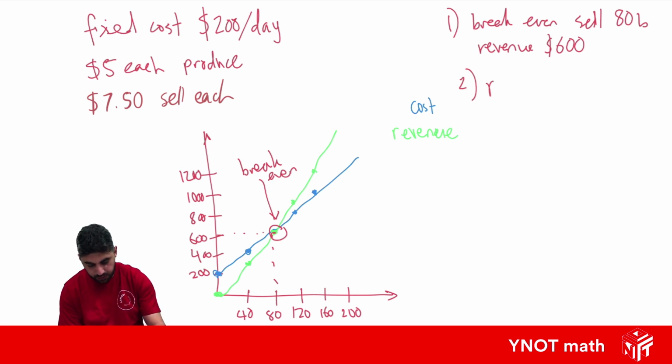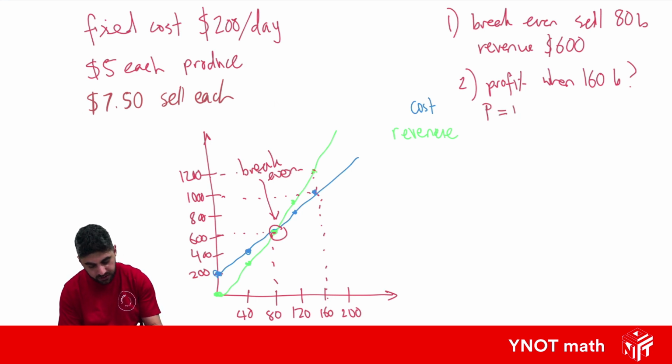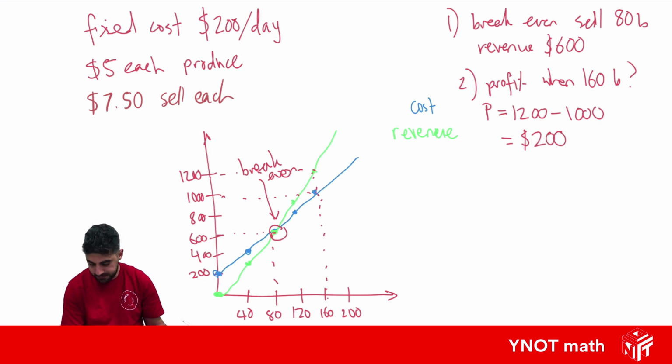So what's the profit when 160 burgers are sold? So we can go to 160. You can see it's costing us $1,000, but we're bringing in $1,200. So our profit is going to be $1,200 minus $1,000, which gives us a profit of $200 when we sell 160 burgers.